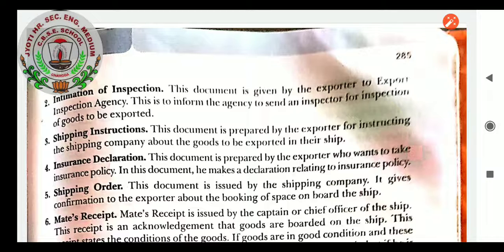This document is prepared by the exporter who wants to take an insurance policy. In this document, he makes a declaration relating to the insurance policy. Shipping order. This document is issued by the shipping company. It gives confirmation to the exporter about the booking of space on board the ship. So that is the shipping order.